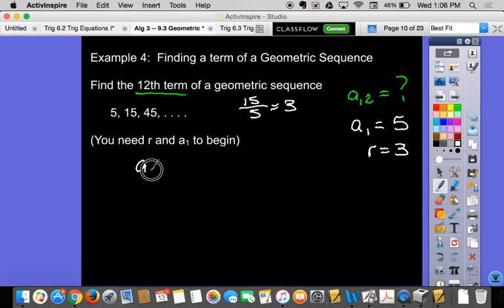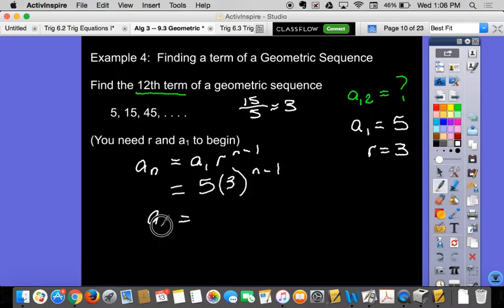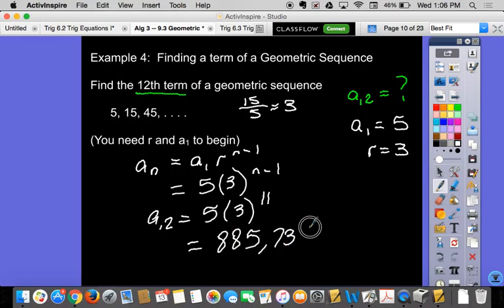So start again, same formula. What is this? a sub 1, r to the n minus 1. Plug in all your goodies: 5, 3 to the n minus 1. Well, now they want a sub 12. Okay, I'll come over here. If you put 12 right there, that's going to be 11. If you type all that in, it gives you a nice big number: 885,735. Gets really big, really fast.